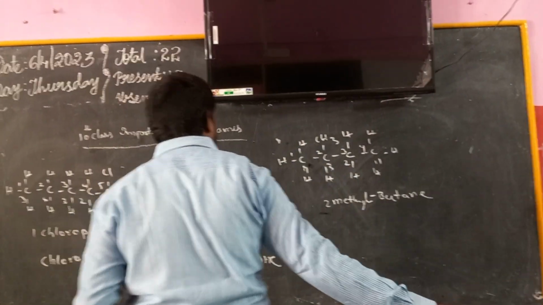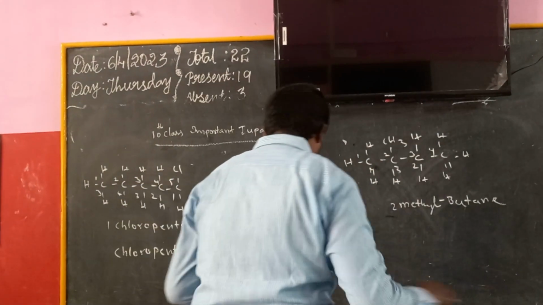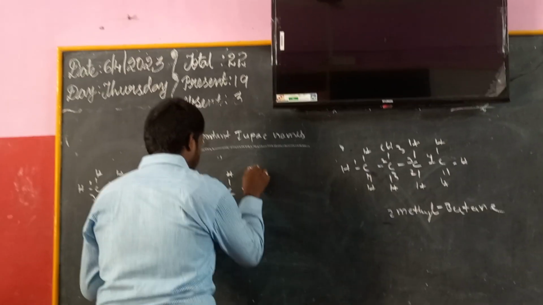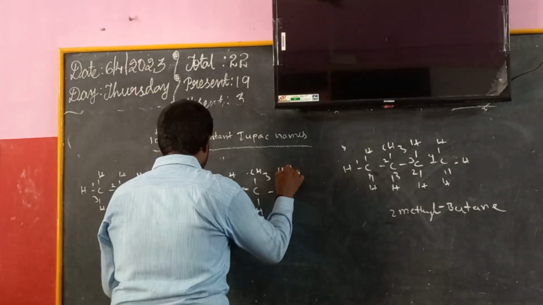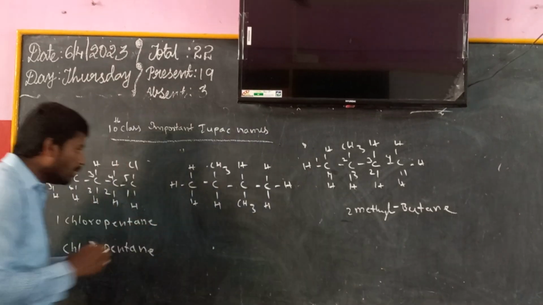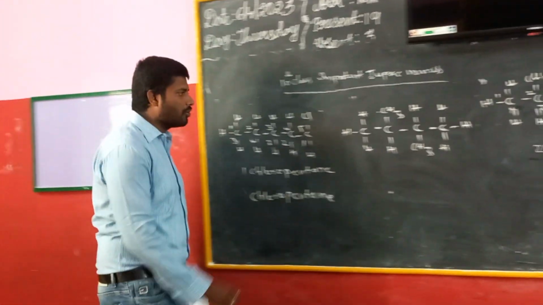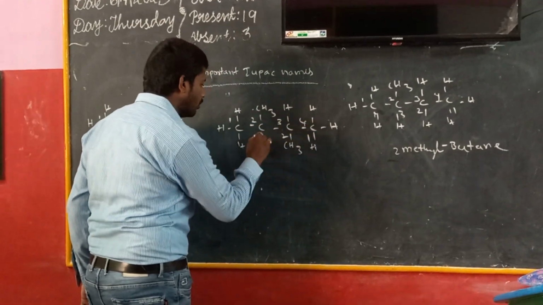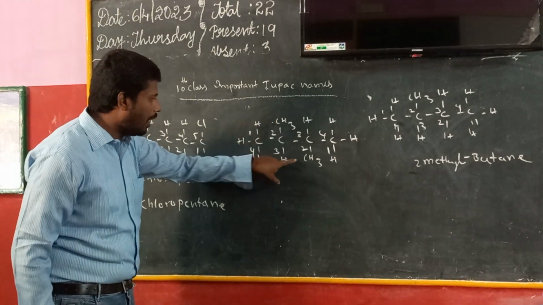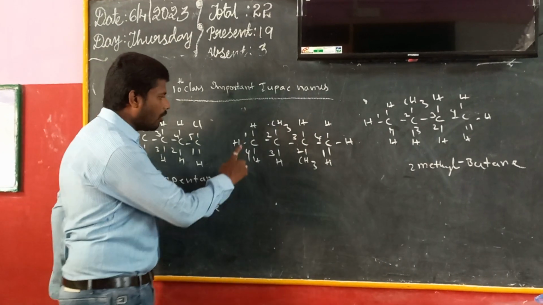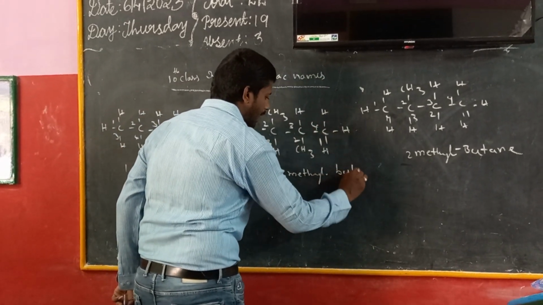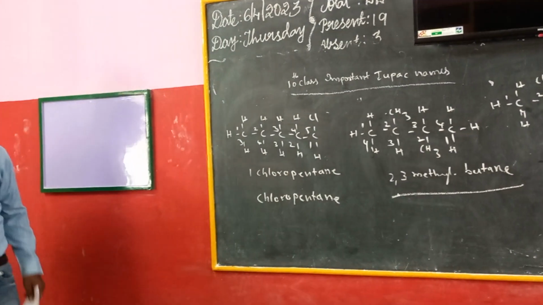Then, move on to the next example. See here, 2 methyls are attached. First of all, start your numbering. 1, 2, 3, 4. 1, 2, 3, 4. If you start your numbering, at 2 we have 1 methyl. At 3 we have the other methyl. You can write it as 2,3-dimethyl butane.